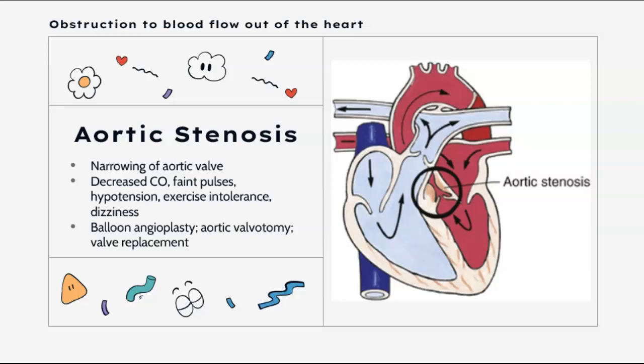Treatment includes balloon dilation in the cath lab. This is usually the first line of treatment because it's minimally invasive. An aortic valvotomy can also be performed, and they might also need valve replacement.